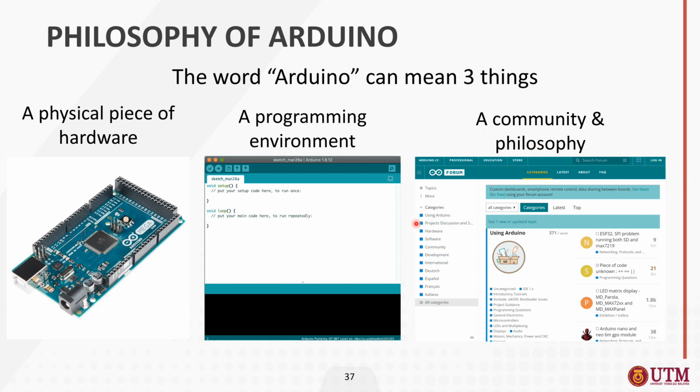This is the website of the Arduino forum, where you can have discussions, ask questions, and interact with the experts, programmers, and developers inside the Arduino community. If you want to know how widely Arduino is used, it is very wide because it already has a very big community. So Arduino can mean three things: a physical hardware, a programming environment, or a community and philosophy, which is inside the Arduino forum website.